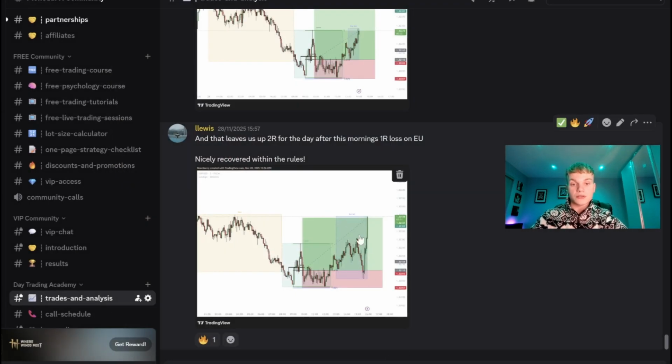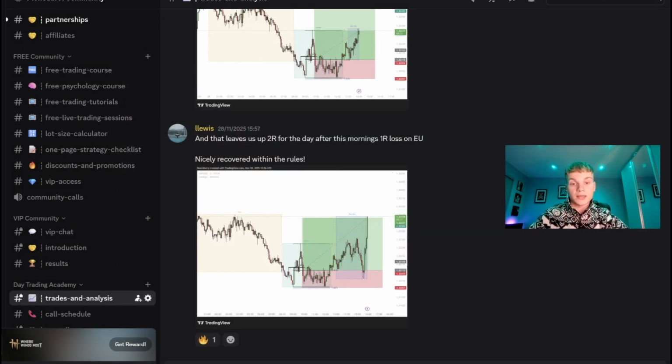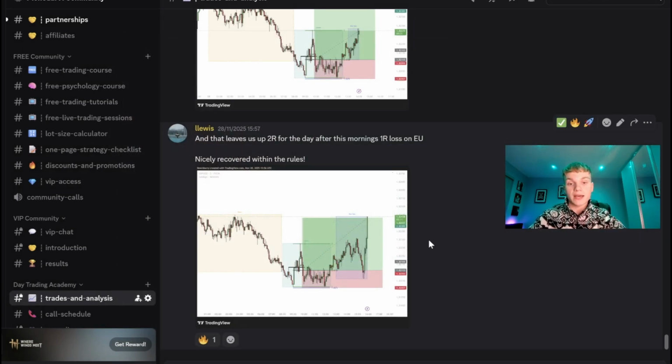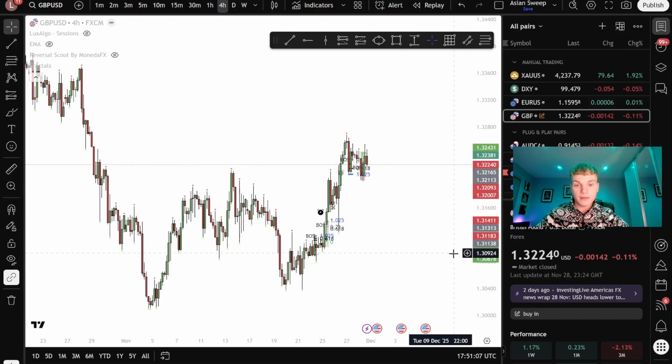It did go back to entry, but then it pushed all the way up. Literally, if you'd got in at this point here on a retest during the New York session, if that was your entry condition, you would have closed out in 5, 10, 15, 20, 25 minutes a full 3R trade, which on a 100 or 200k account, you could have made 3 to 6k risking 1% on that trade. So yeah, it's nuts.